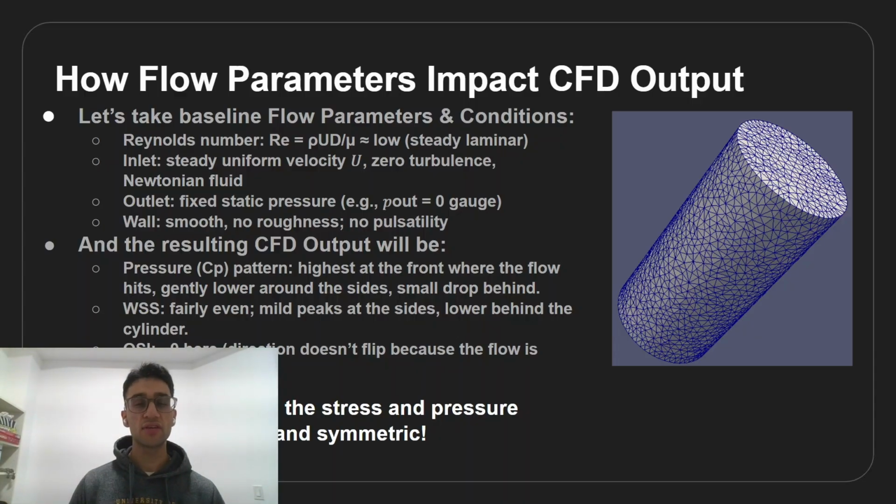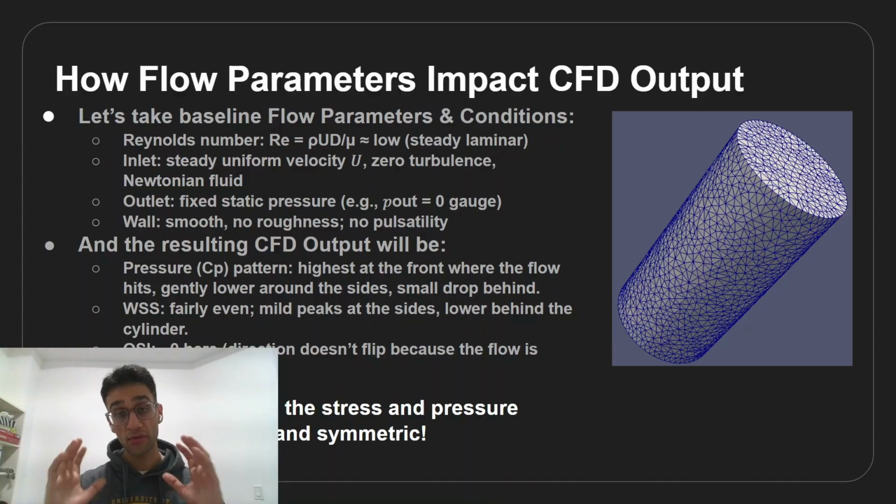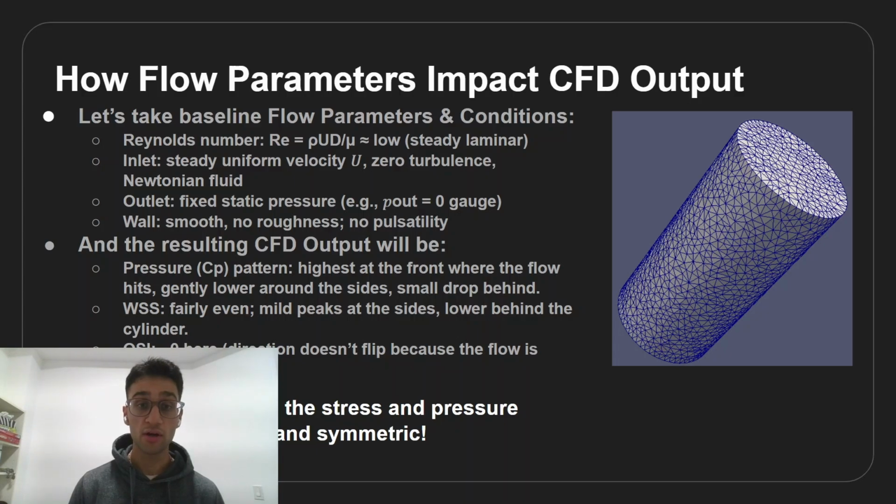Here, the resulting CFD output will have a pressure which is highest at the front where the flow hits, gently lower around the sides, and a small drop behind. And the wall shear stress is fairly even with mild peaks to the side and lower behind the cylinder, and the OSI is 0 here because its direction doesn't flip because the flow is steady.